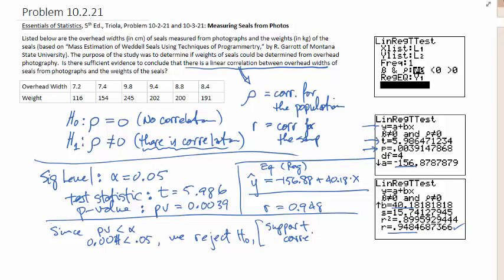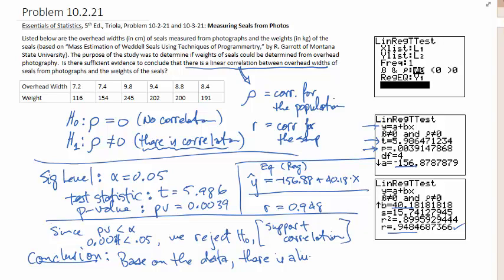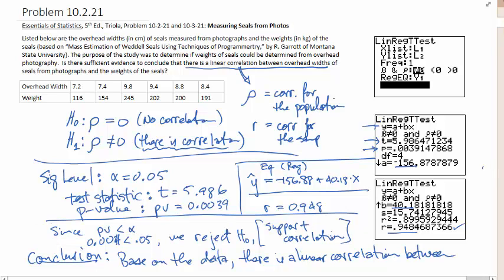Support correlation. So we can say our conclusion here that based on the data, there seems to be a correlation. There is a linear correlation between overhead widths. Let's see if I can get this to scroll down a little bit.